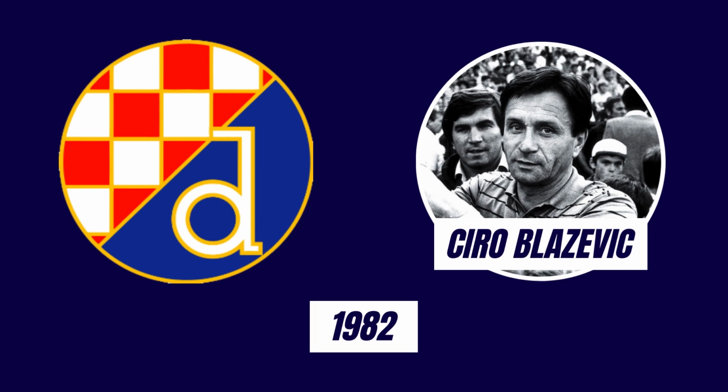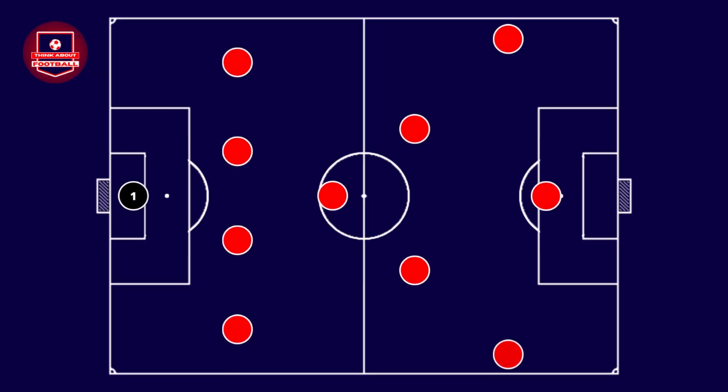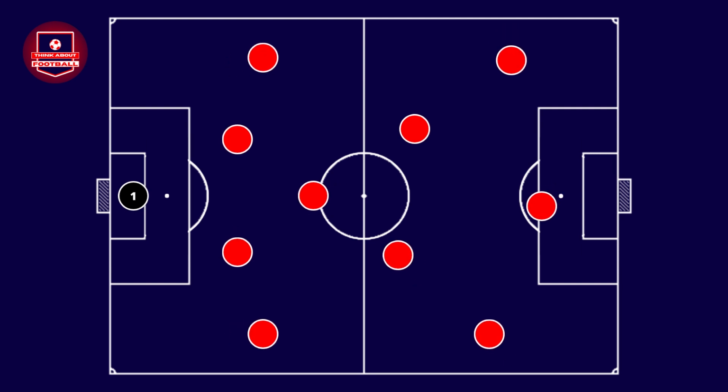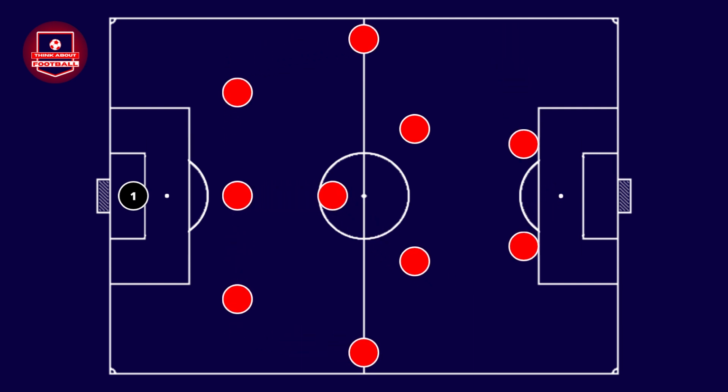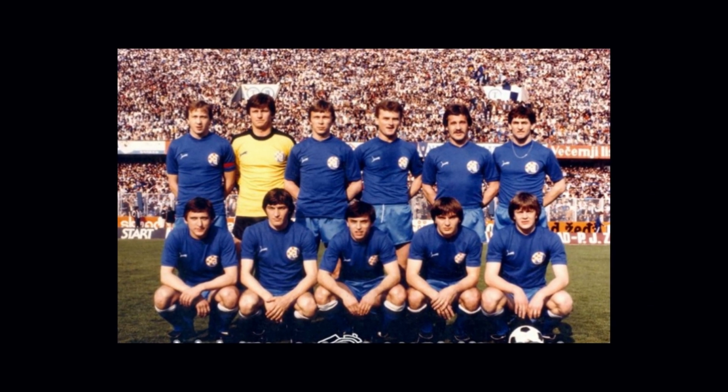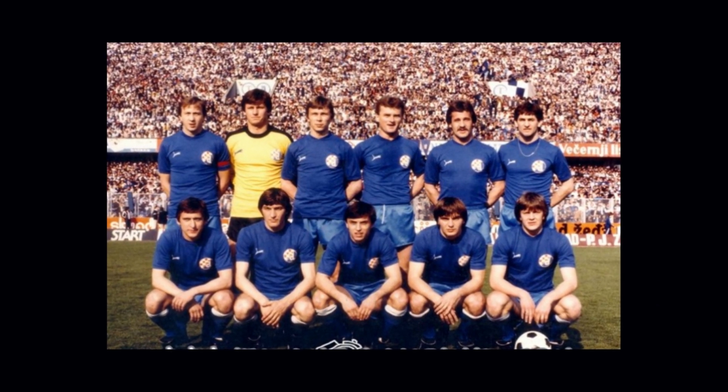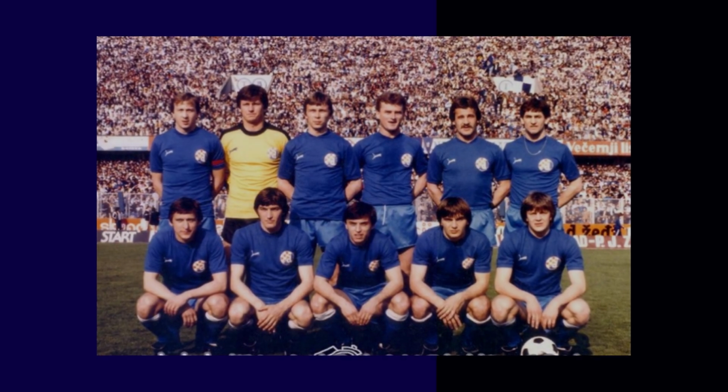In 1982, Dinamo Zagreb, coached at the time by Yugoslavian manager Ciro Blažević, played in a way that few understood. At a time when the 4-3-3 formation was well established, Blažević's 3-5-2 system was almost an aberration. But an aberration that worked very well, so much so that Dinamo Zagreb won the national championship of the season.